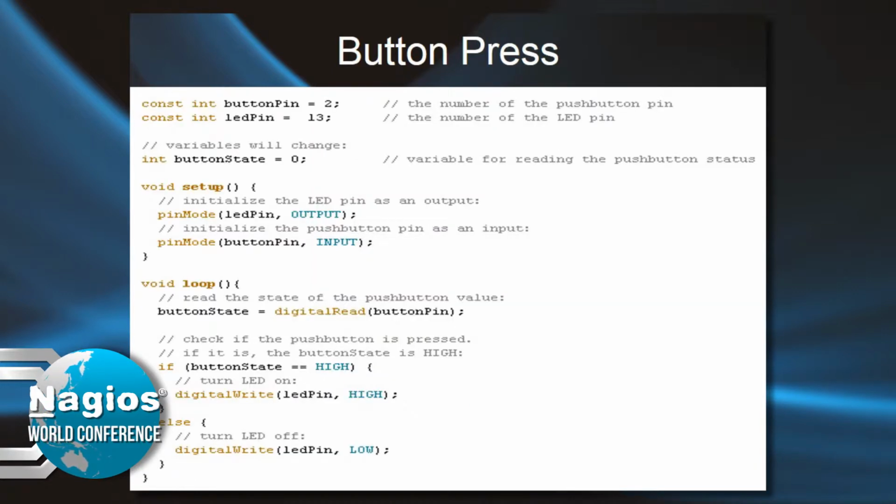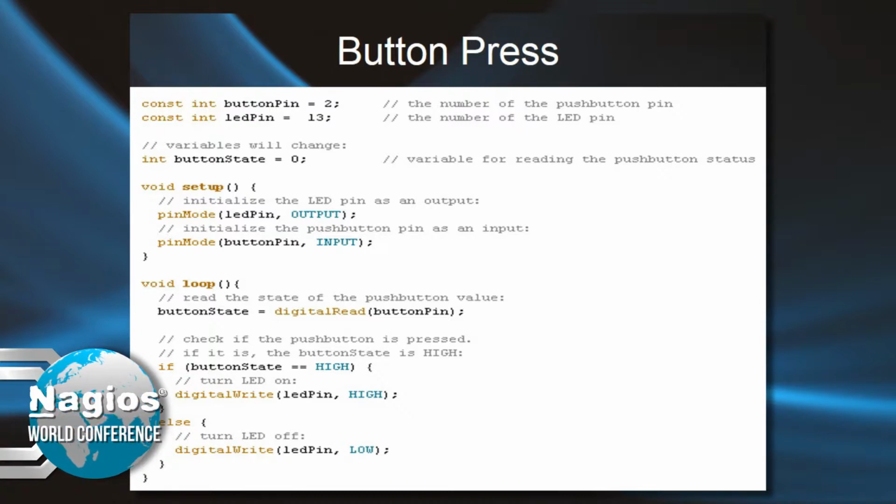Now the code doesn't precisely line up with this because the pin numbers are a little bit different, but the concept is still the same. Again, up at the top, we have a button pin for pin 2 and an LED pin, again, for pin 3. We have a variable called button state, which determines whether this button is pressed or not.